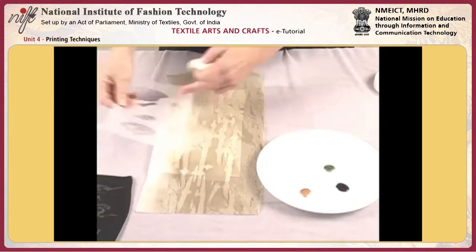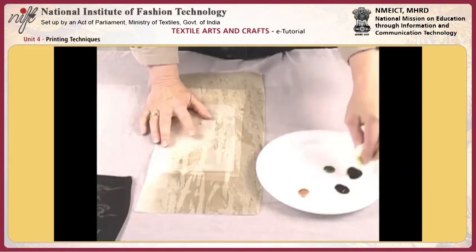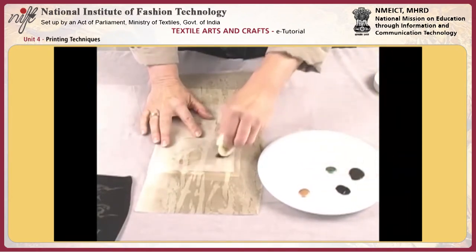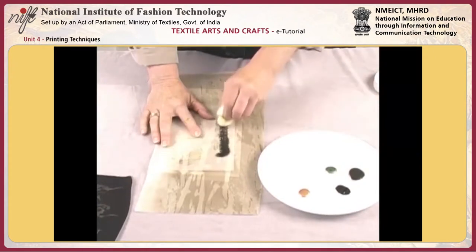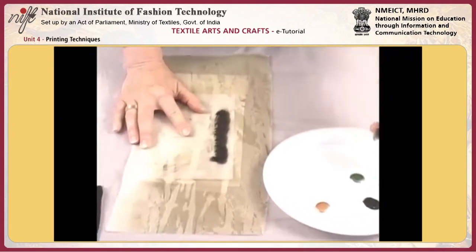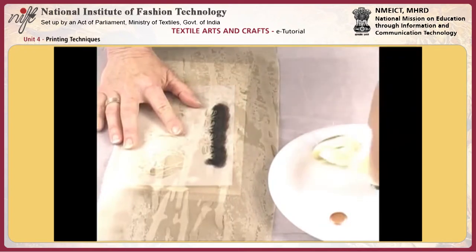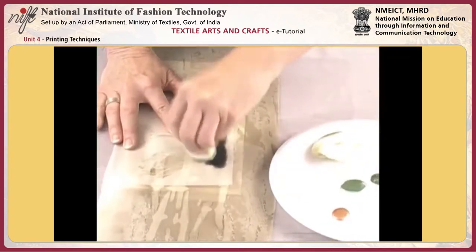So I'm going to take this nice little border here, and I'm going to do it with several colors. And I'm not really going for the colors to mix, but I'm just going to print along one edge of the stencil with each color. So I'm printing one edge, and I think I'm going to take a second sponge then I'm going to print the other edge with a totally different color.